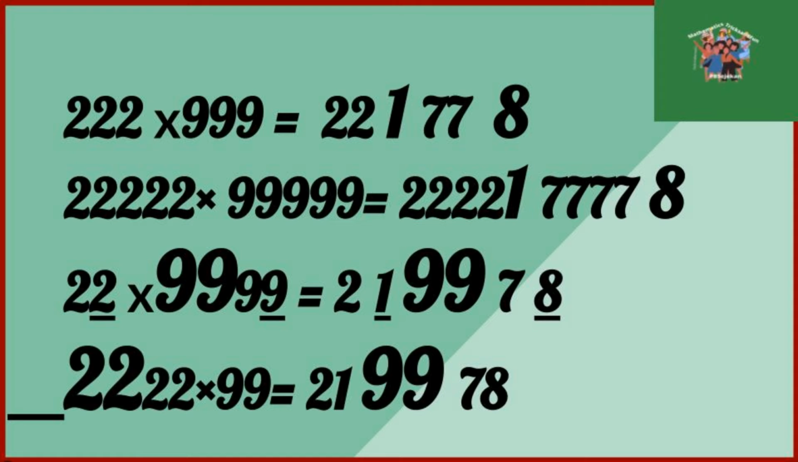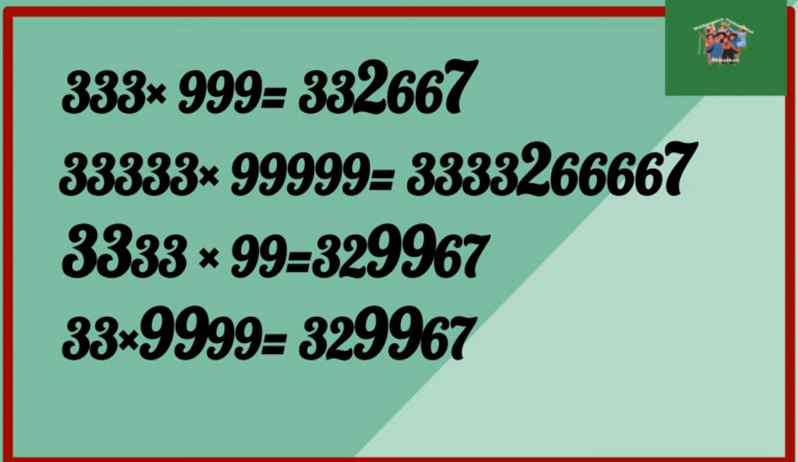So the answer for the next two examples is 219978. Here also 333 is multiplied by 999. The answer is 332667.